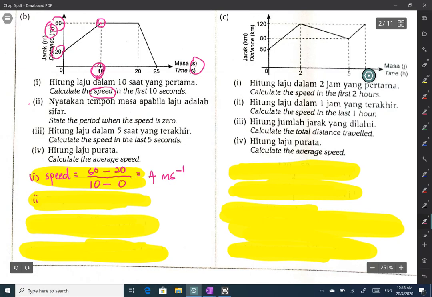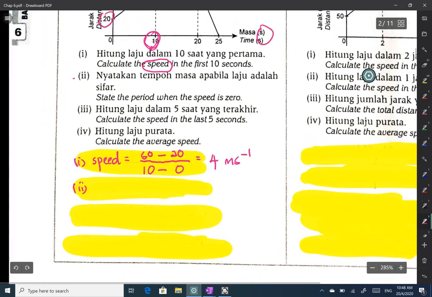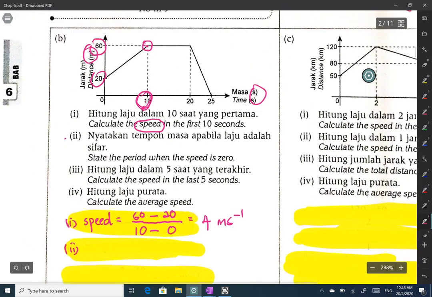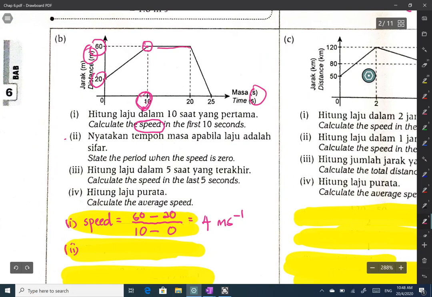Okay, number 2. State the period when the speed is 0. Speed is 0, so this is horizontal. How much time is the speed 0? So 20 minus 10, which is 10 seconds.